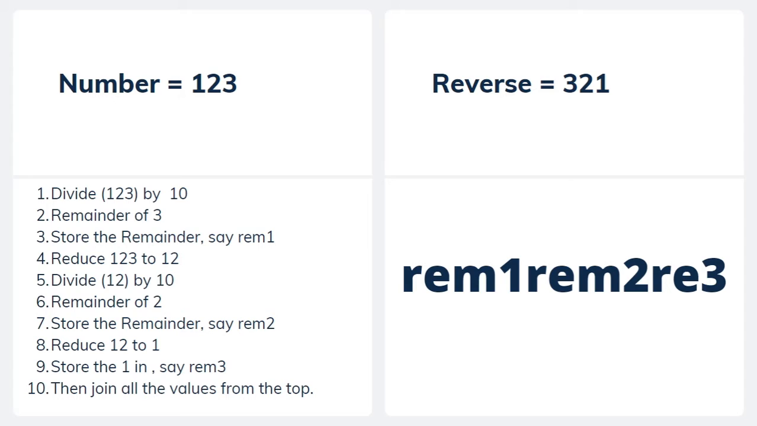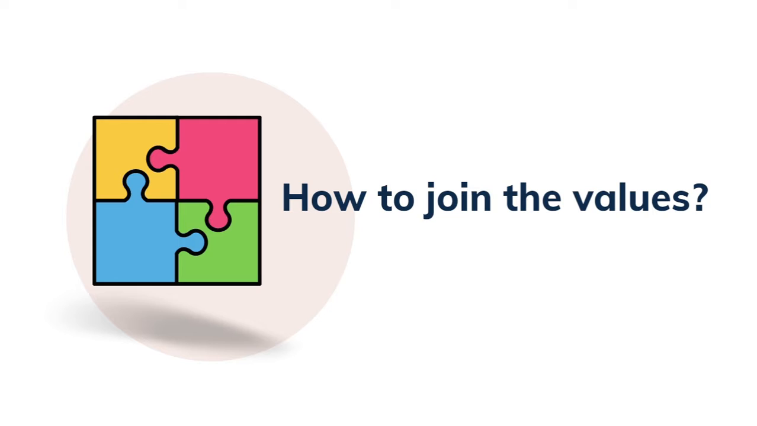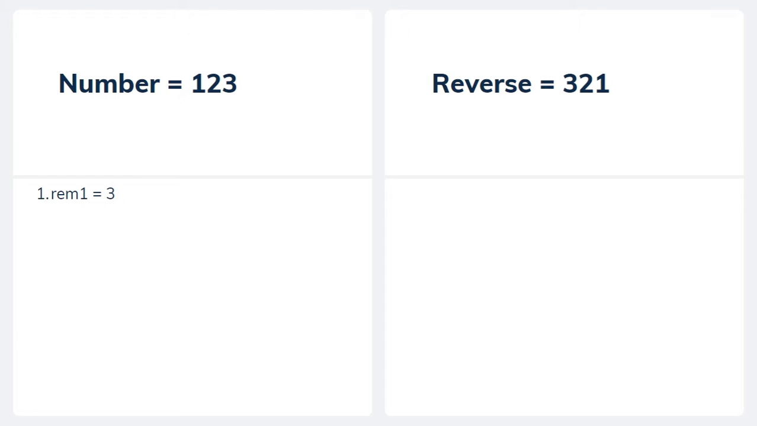After all this, we are going to join all the values from the top, remainder 1, remainder 2, and remainder 3. And then we have its reverse, right? The second question is, how are we going to join the values? Here, the reverse of the number 123 is 321.